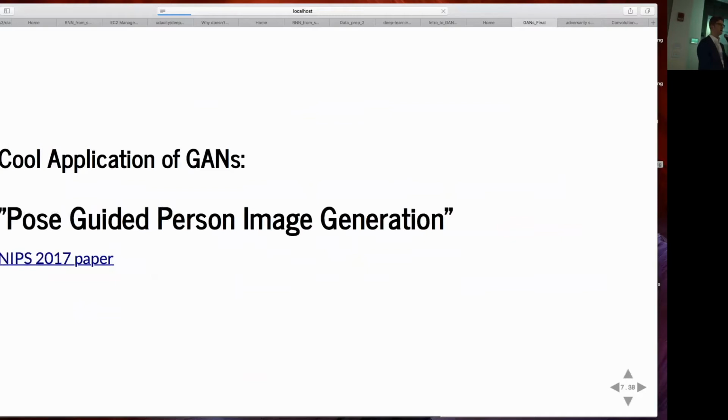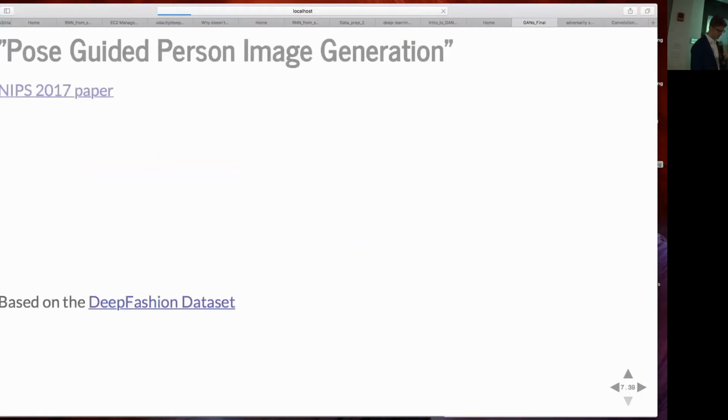All right, so I know that was a lot of technical stuff. Now I think there's a cool example of what GANs have been able to do. This was an idea submitted to, accepted and presented at NIPS, the Neural Information Processing Systems, the largest conference on this stuff in the world, in 2017, and it's called Pose-Guided Person Image Generation. It's both a really cool result, and it's based on a really cool data set. I'll go over the data set as well.